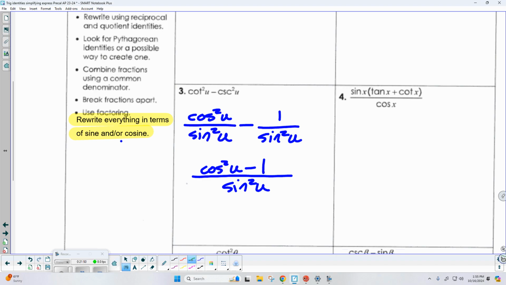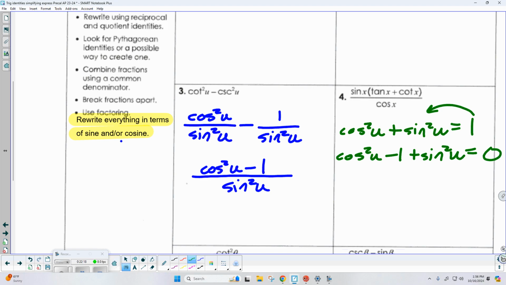The Pythagorean identity that contains cosine squared looks like this: cosine squared of u plus sine squared of u is equal to 1. What I want to do is make one side of this equation look like cosine squared minus 1. So let's subtract the 1 over: cosine squared of u minus 1 plus sine squared of u is equal to 0. I've got what I want, but what do I not need? That's sine squared. So how am I going to get it to the other side? I'm going to subtract it, just like you'd solve any other equation. So cosine squared of u minus 1 equals negative sine squared of u.